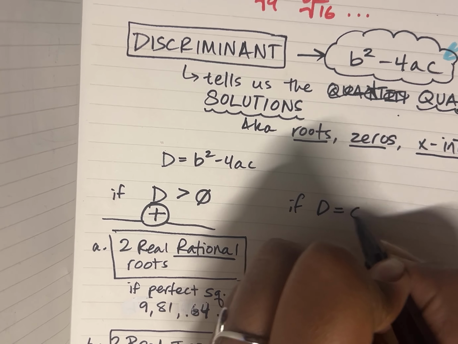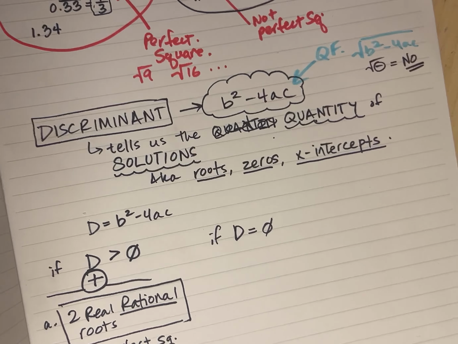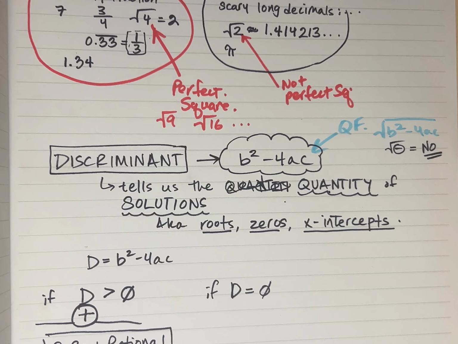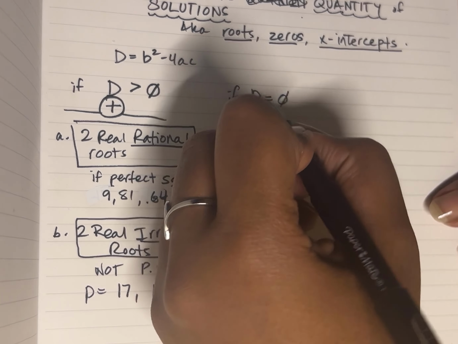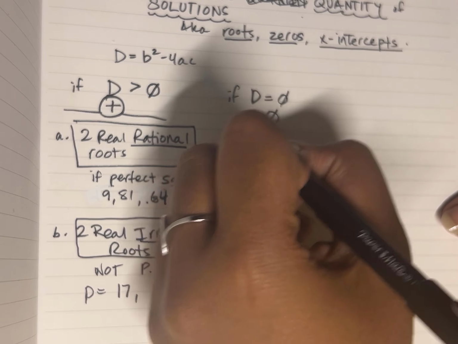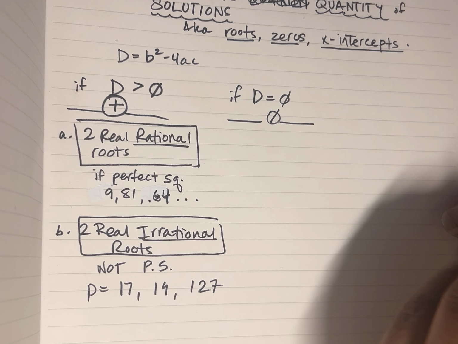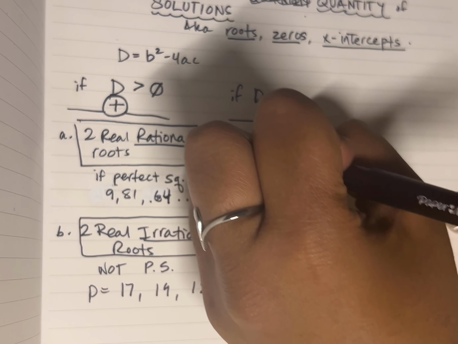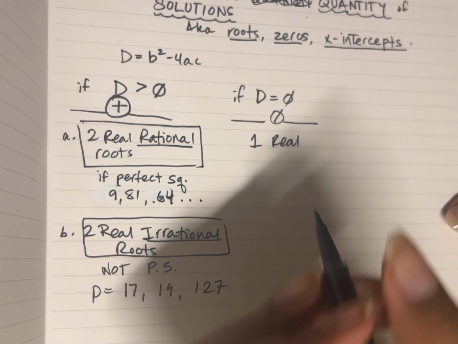Okay. Now, what happens if D is equal to 0? My discriminant is equal to 0. Is that okay? I feel like I need to move this. Give me a moment. Okay, I hope that's better. If D is equal to 0, that means, again, I get a 0 for my answer. Instead of a positive number, instead of a negative number, which we'll go over in a second, I got a 0 for my answer. If that happens, I only get one real rational root.